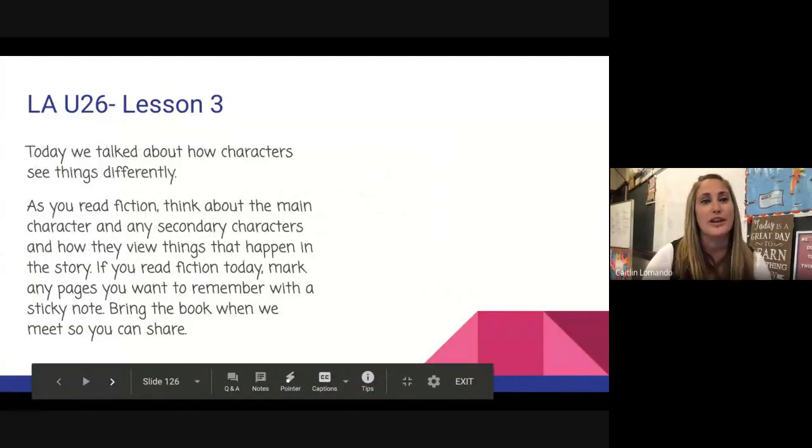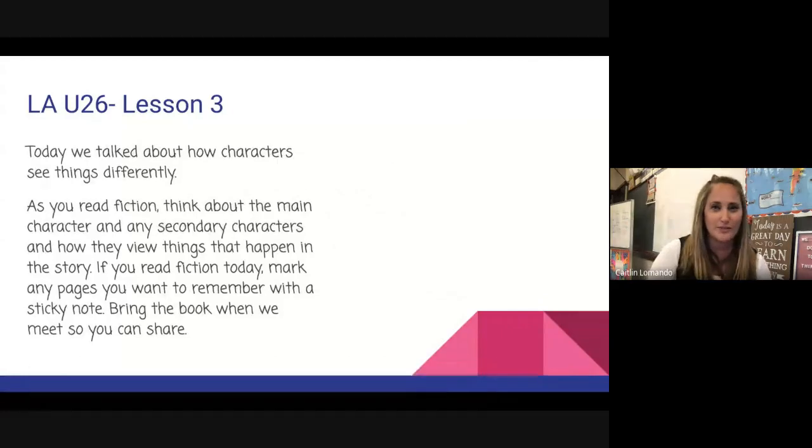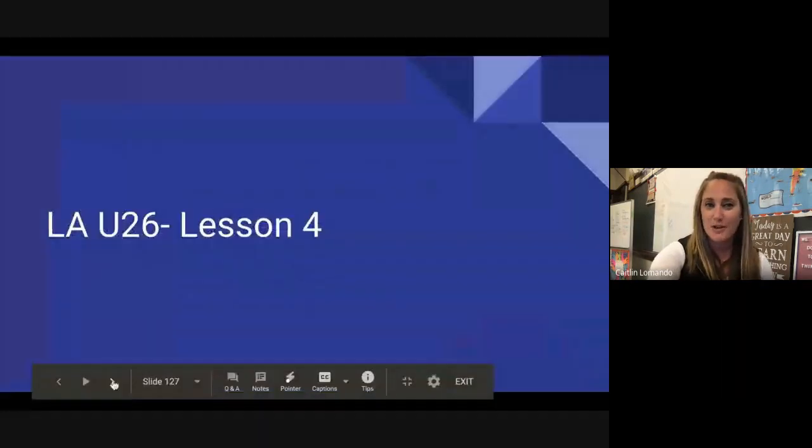Today we talked about how characters see things differently. As you're reading fiction, think about all of the characters in your book, the main character and the secondary characters. Think about how they see things differently. When you do that, you'll understand the story even better. Let's keep going into LA U26 Lesson 4.